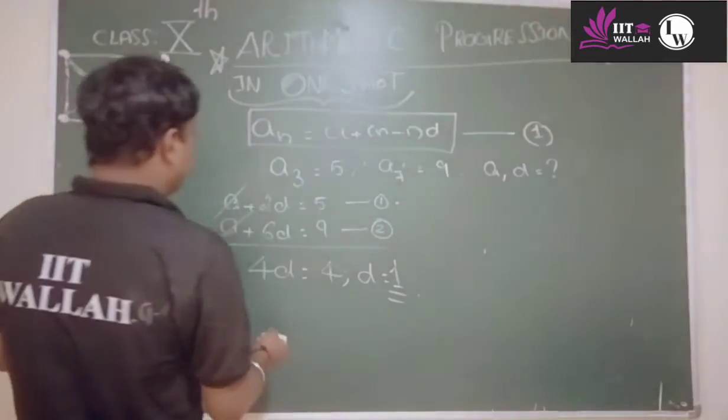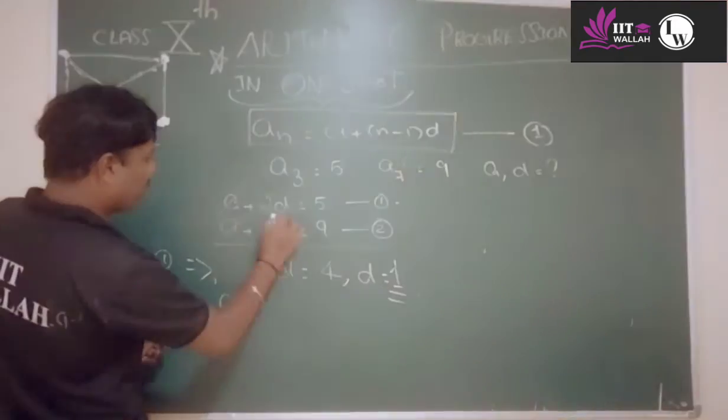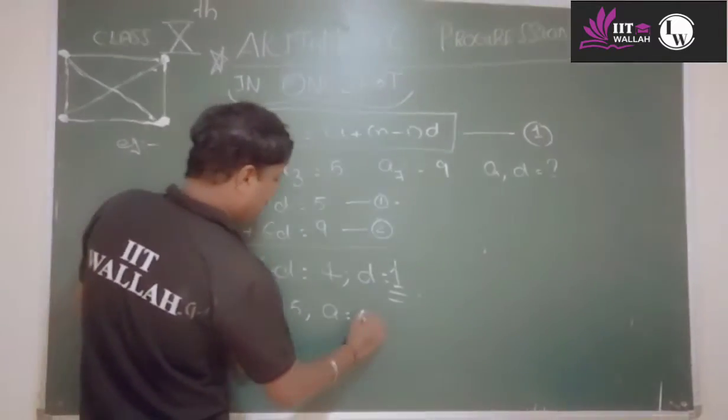And a we will get by substituting this value here. So a plus 2 into 1, that is 2, is equal to 5. So a will be 5 minus 2, which is equal to 3.